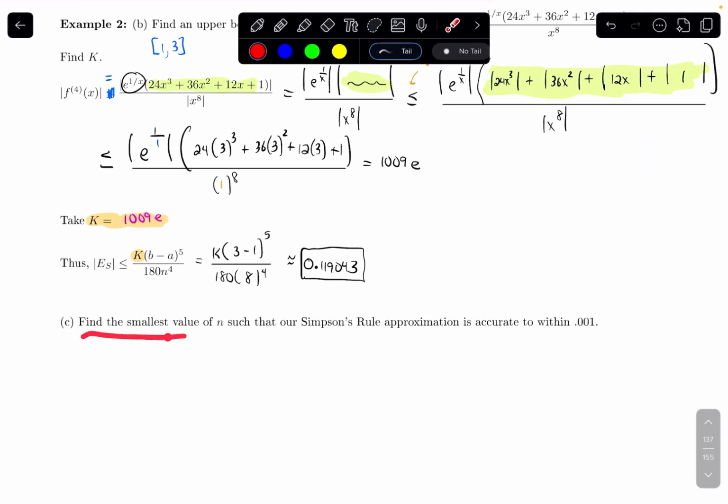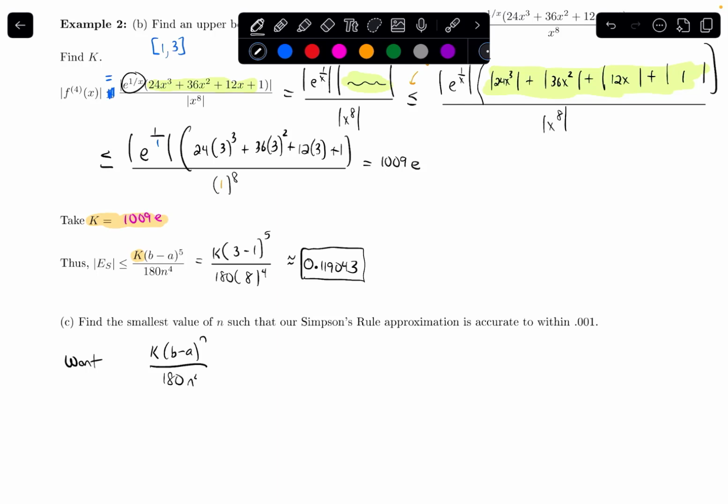What's the smallest value of n, the smallest number of pieces I could split into, so that our Simpson's rule approximation would be accurate to within 0.001? So what I want for this is my error. I want this error, which is less than or equal to this. So let's set this k times b minus a to the n over 180 n to the 4th. I really want that to be less than or equal to 0.001. I want it to be less than or equal to this.